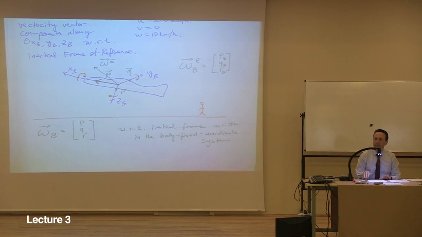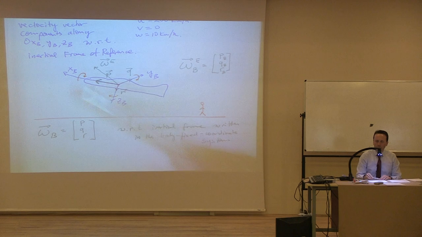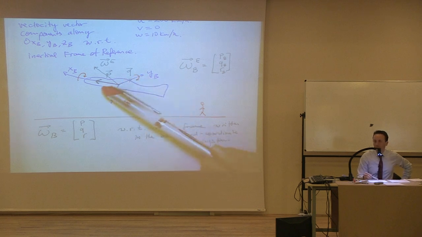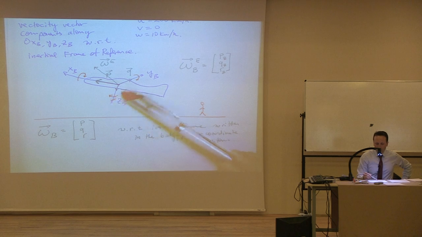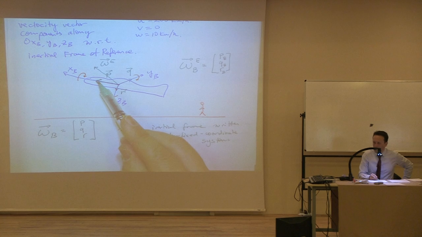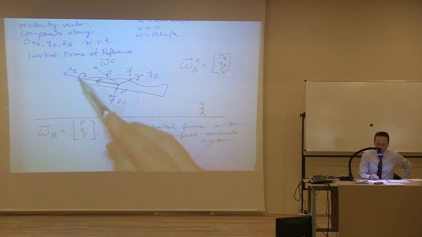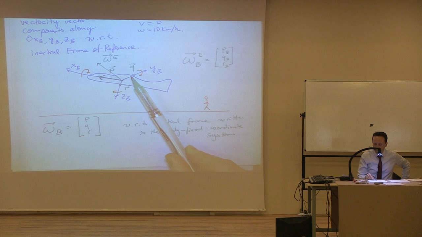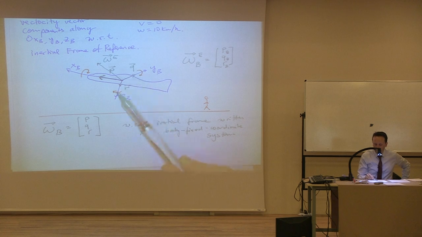Is this all clear? So these rotations can in fact be shown as vectors. If you have a vector in this direction, then this would be a positive rotation around this axis, and it will look like this. You can always do this with your right hand, thumb and fingers. So this is another vector, Q, and this is another vector like that.